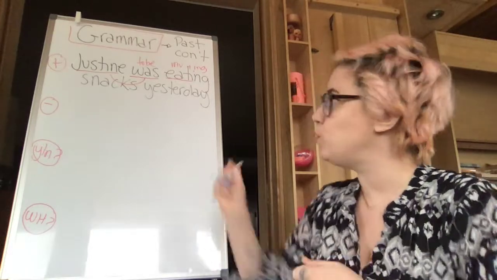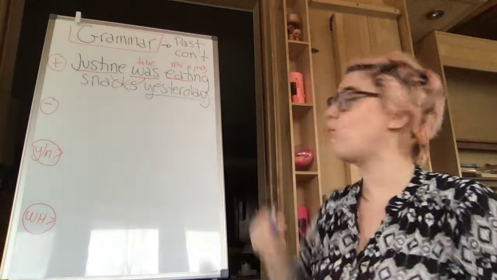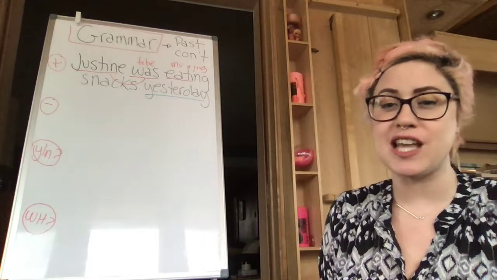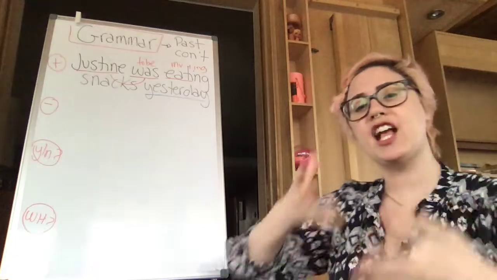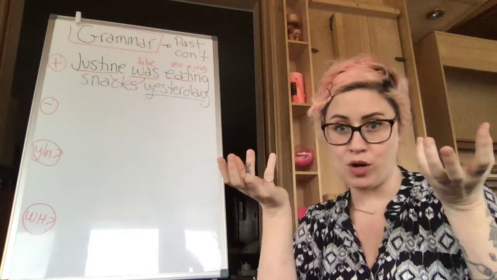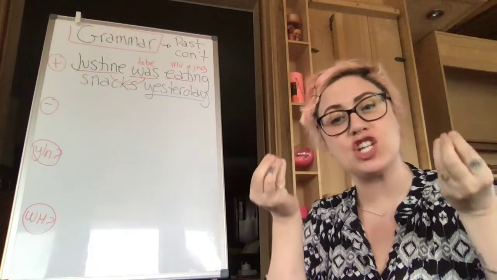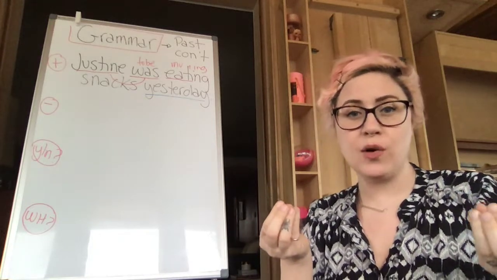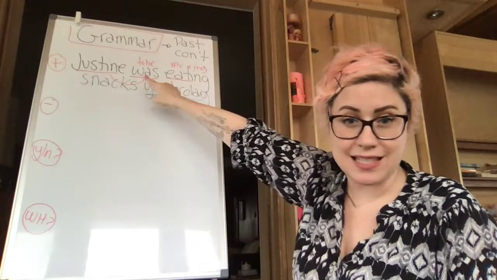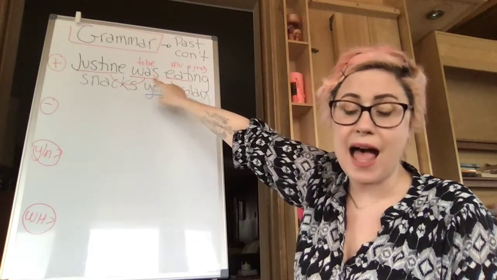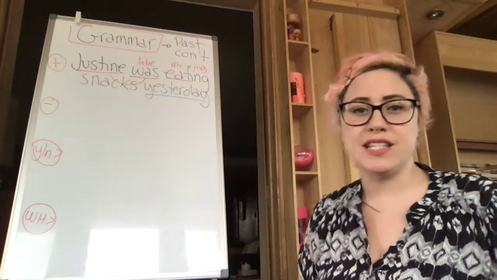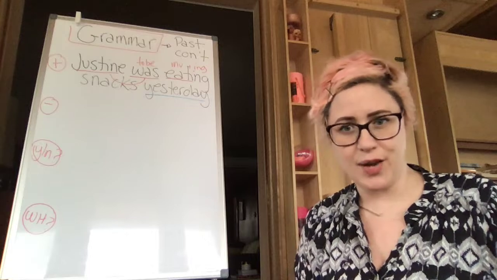And also you will notice I used a time word, yesterday. This is also really common in English sentences. We tend to use a combination of tenses and time words to tell us when an action happened. So, if I did not have the word yesterday, this is still in the past. Like, I know it's in the past, but it's nice to be specific about the time. Okay. Justine was eating snacks yesterday.